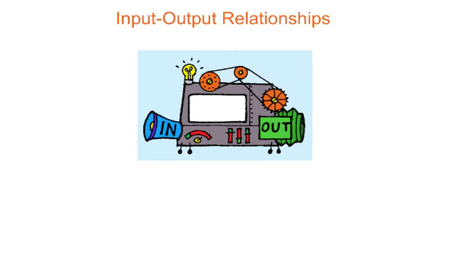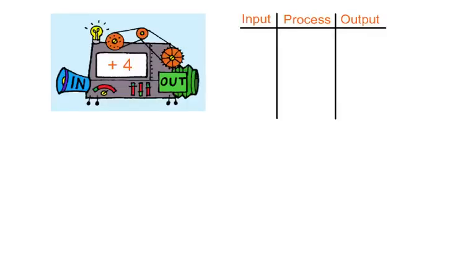So in these input-output relationships, we can put values inside of our function machine or our rule. It'll do something to it, and it spits a number out. Those two numbers now, the input and the output, are related to one another. They go together. So, for example, if we have an input-output machine and we say that the rule is just plus 4, whatever goes in, I add 4 to it, and then that new number comes out.